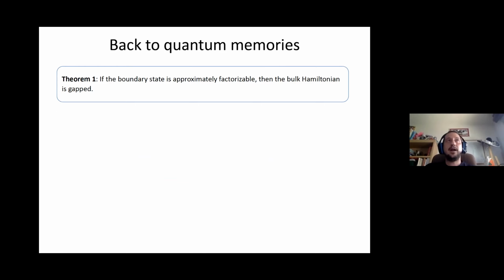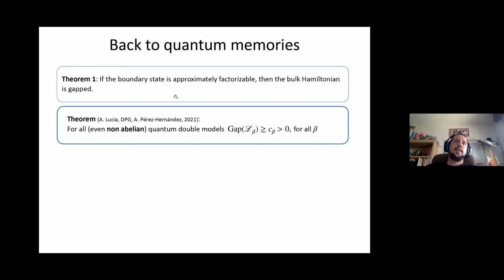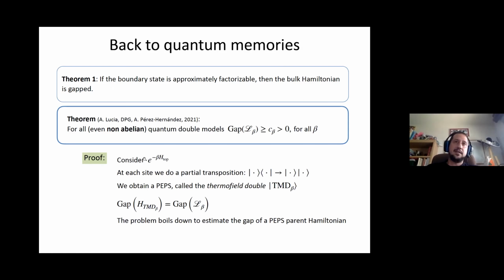Okay, so how do we use this theorem 1 that relates approximate factorization with gap in our result? And with this I will finish. How we use theorem 1 to prove the main theorem that I'm presenting here about the gap of the Lindbladian of quantum double models, the Davies generator. So far we had this proof I sketched before, in which we reduce the proof to proving the gap of the parent Hamiltonian of the thermofield double PEPS associated to the thermal state.